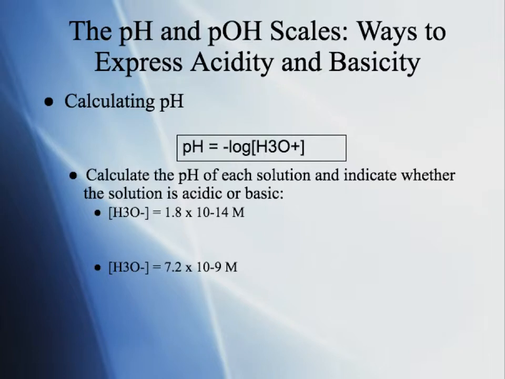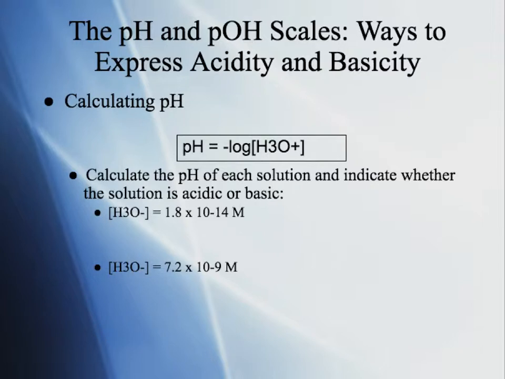All right, so because it's a logarithmic scale, we can use an equation that uses log in order to convert our random molarities, like 7.5 times 10 to the negative 9 molarity of hydrogen ions, to a single kind of number on the pH scale. And so pH is going to equal the negative log of our hydrogen ion concentration.